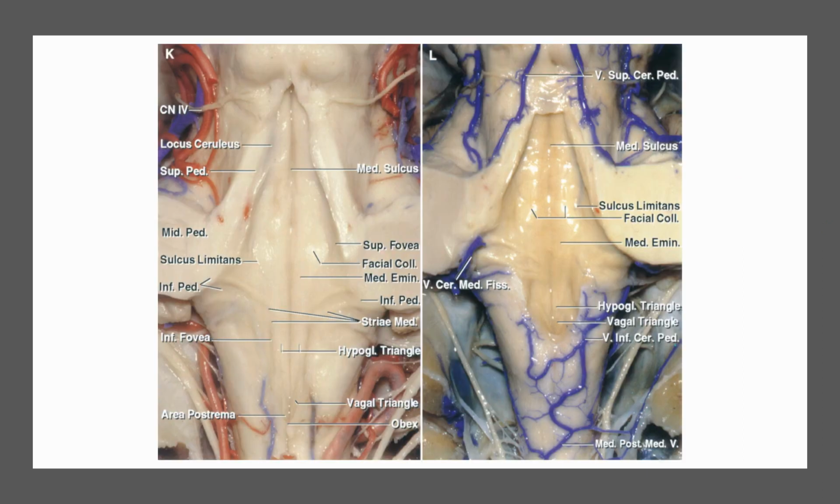This is a view of the fourth ventricle from the back after we remove the cerebellum, and it's worth remembering that it is diamond in shape, and the aqueduct of Sylvius is around here. CSF coming from the third ventricle will come and fill this fourth ventricle, and then it will go through the foramina of Luschka laterally and the foramen of Magendie inferiorly.